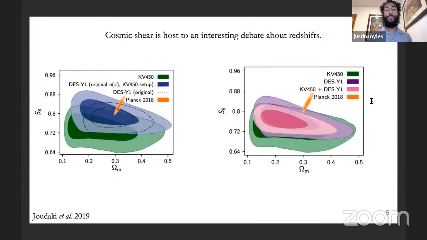And cosmic shear is host to an interesting debate about redshifts. Redshifts are a really central part of the cosmology you get out of cosmic shear. What's changed between the blue on the left plot and the purple on the right plot is how we handle the redshifts in the analysis. When you change the redshifts, you can increase this offset between the CMB and lensing into a formal statistical tension. And that's why it's really important to talk about redshifts, because they have consequential impacts on the cosmology that you get out of lensing surveys.